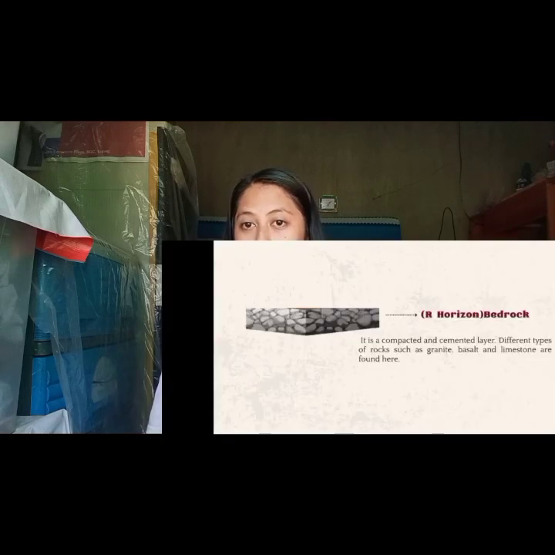And the last one is the R horizon or the bedrock. It is a compacted and cemented layer. Different types of rocks such as granite, basalt, and limestone are found here. This layer is the hardest layer and consists of the unweathered parent rock. This layer supports all layers above it, just as our parents support us. It is the lowest of the soil layers.